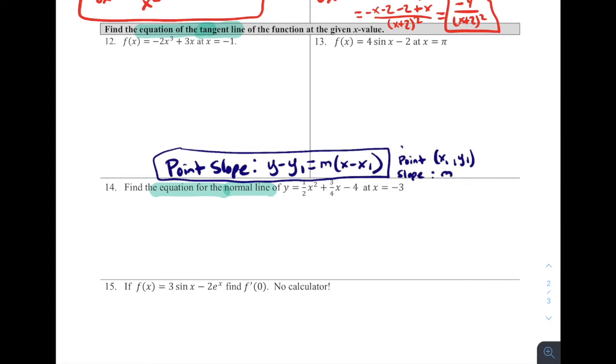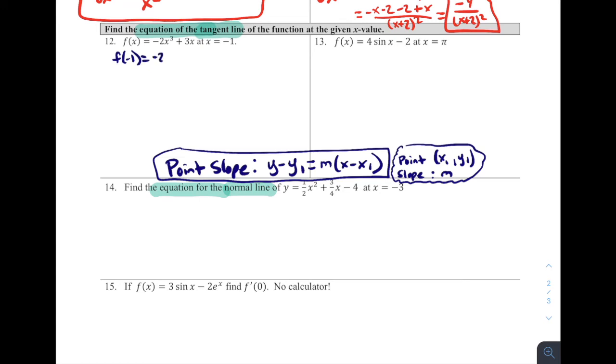And so if we do problem number 12, the way that we're going to want to think about this is, well, first we need to know what point it goes through. We know that it's negative 2x cubed plus 3x at x equals negative 1. So first I want to know what f of negative 1 is.